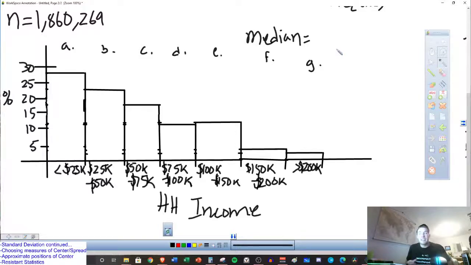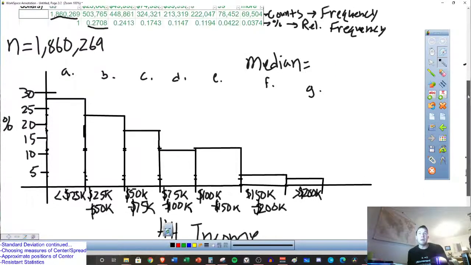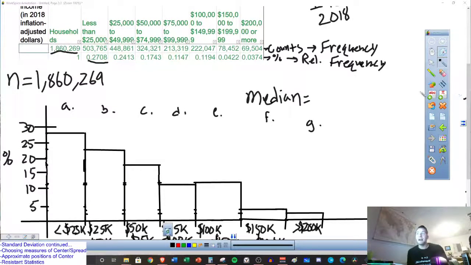All right, so let's look at this. If you answered this and you weren't really sure, but maybe you got it right, let's talk about the thought process. So first off, I know that what percent of the data is in this first one here? Well, that's 27.08%. How much is in the second one? That's 24.13%. How much is in this one?